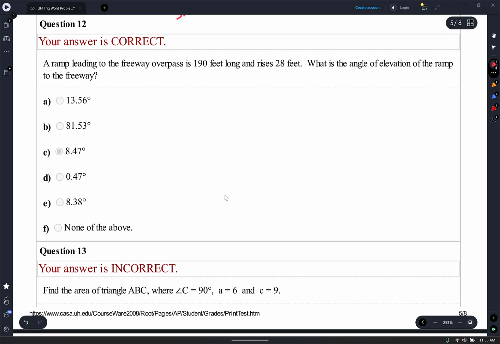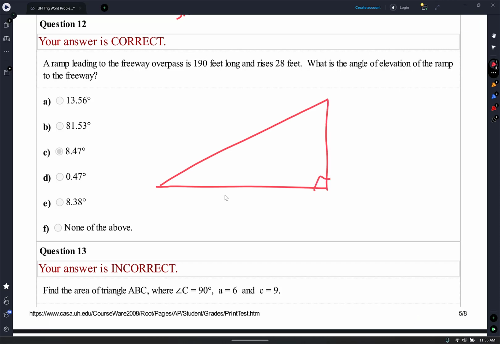All right. A ramp leading to the freeway overpass is 190 feet long. Okay, so the ramp is 190 feet. So this guy, the hypotenuse, that's the ramp. So that's 190 feet. And it rises 28 feet. So that means the height is 28. What is the angle of elevation of the ramp to the freeway? Okay, so I think we got everything we need. So SOHCAHTOA.